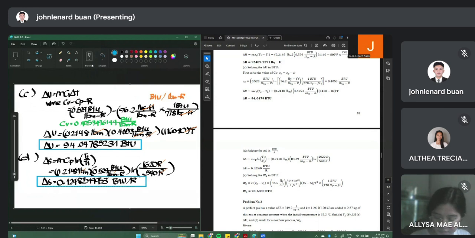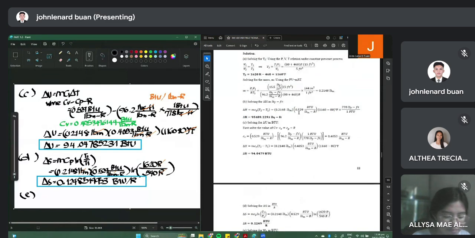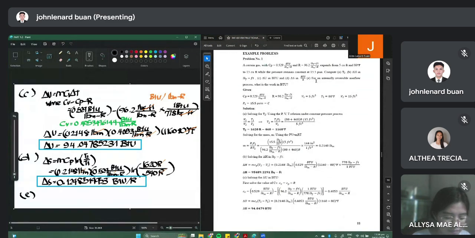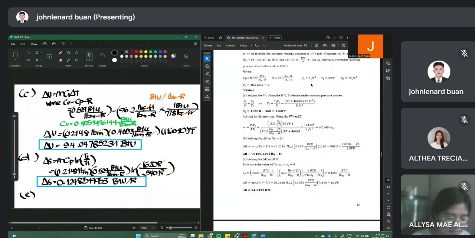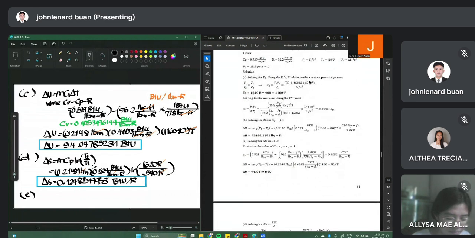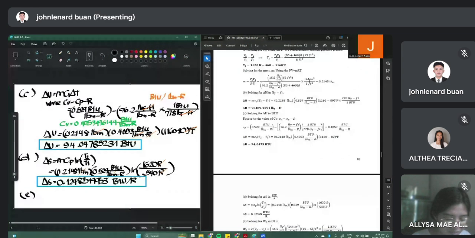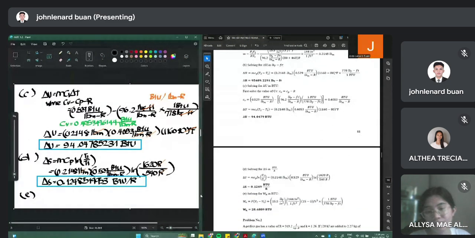Okay, and then lastly, E. What is being asked here, don't get confused, is a bit longer. For an internally reversible non-flow process, what is the work in BTU? Or what is the work non-flow? You might get confused there. So for work non-flow, always check the parameters that you already have.